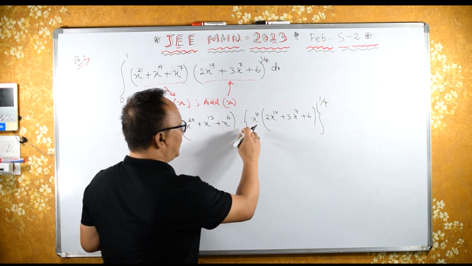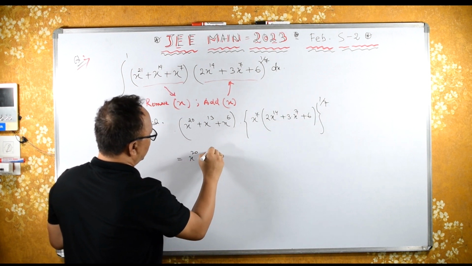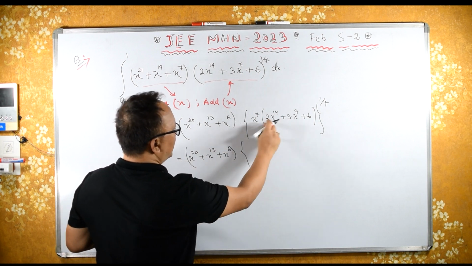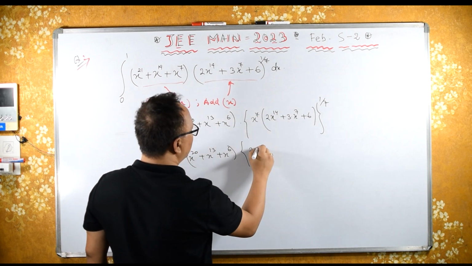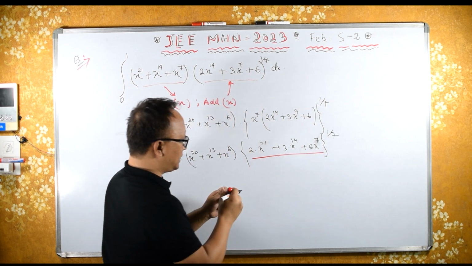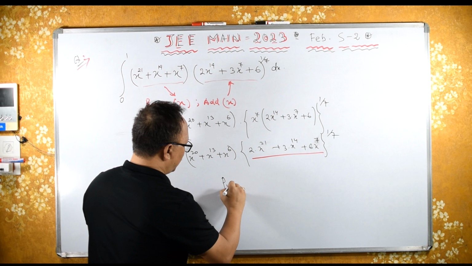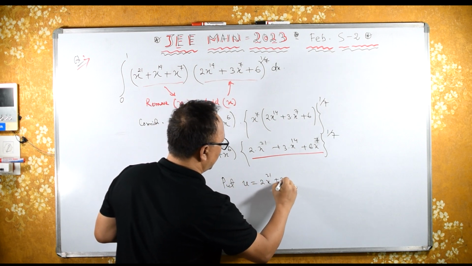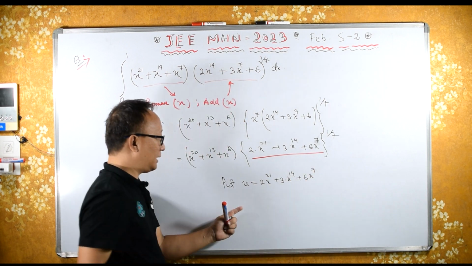Okay, so now let's send inside. This is same as x raised to 20 plus x raised to 13 plus x raised to 6. Now let's send inside 2. Now x raised to 14 plus 7. Think over here, if I consider this as u, okay. Now let's substitute. Put u equals to 2x raised to 21 plus 3x raised to 14 plus 6x raised to 7. Let's see what it comes.